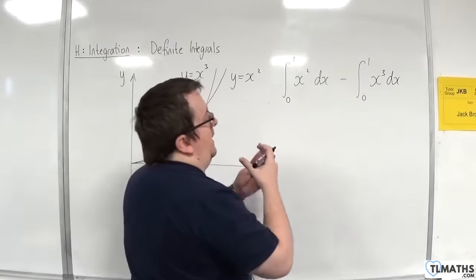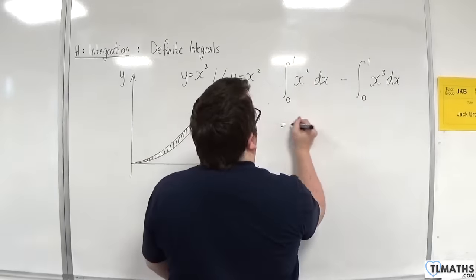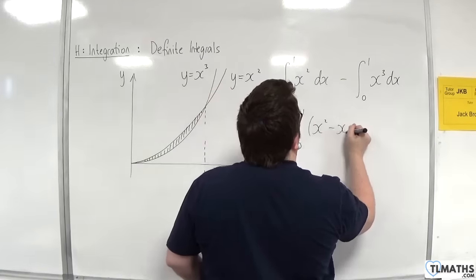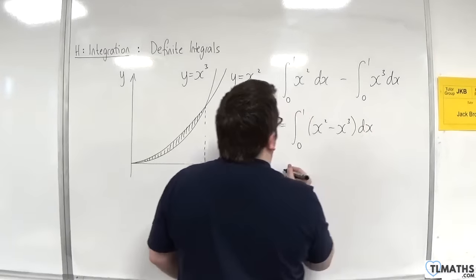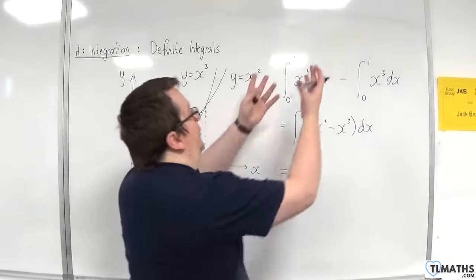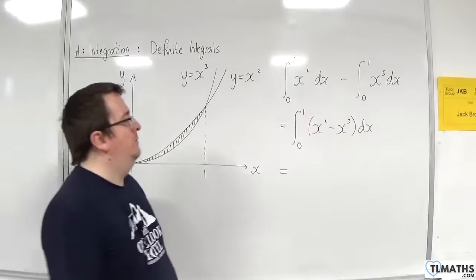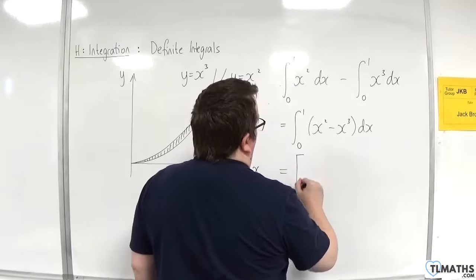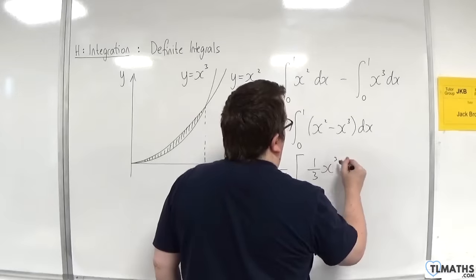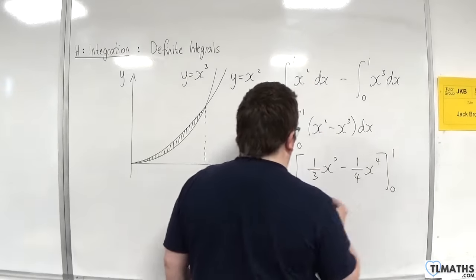Now, you should know that if you've got two integrals like this where the limits are the same, you can combine them. And so this is the integral from 0 to 1 of x squared take away x cubed dx. That's generally easier to work with because you're not going to have two sets of square brackets and lots of brackets thereafter. You can do it all in one go. And so you're going to put your answer into square brackets: 1 third x cubed, take away 1 quarter x to the 4, evaluated between 0 and 1.